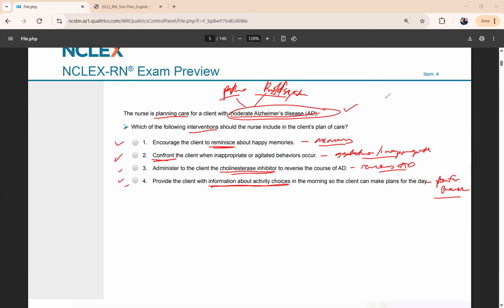And you know what it's all about based on the body system, right? Now, memory is related to what body system? Neuro. Agitation is related to what body system? Neuro. I only need two options to tell me about the body system. Then I can easily believe that this condition is related to neuro. So I'm looking for care related to what? Neuro. Now, memory is the issue here. Reminiscing, this is a good technique. Agitation is the issue here. Confronting, this is a bad technique. AD is the problem here.